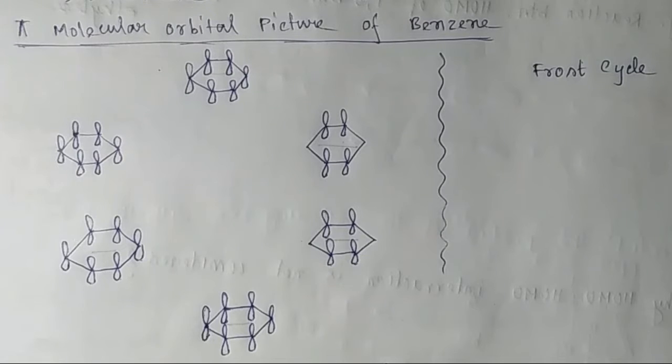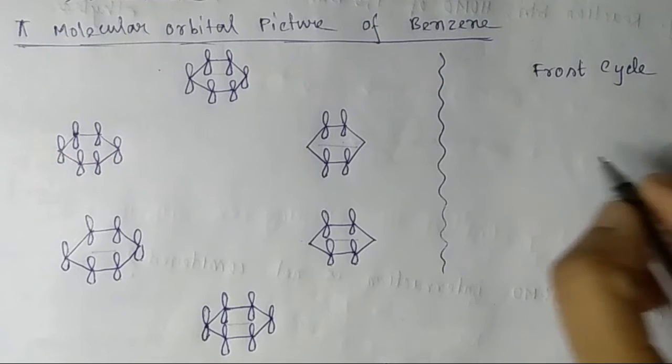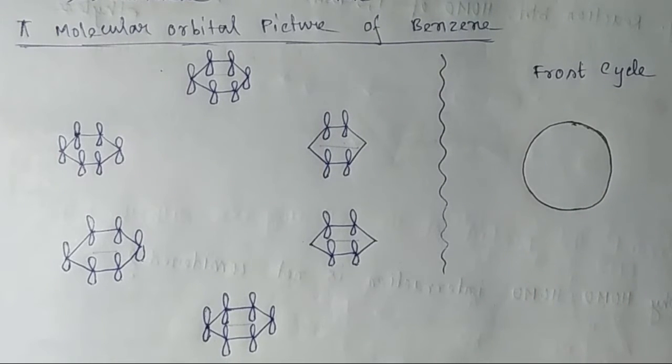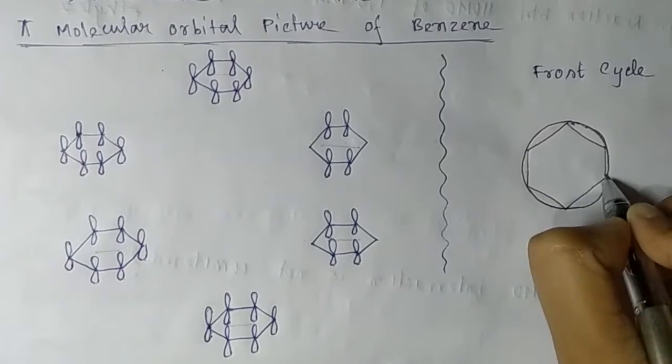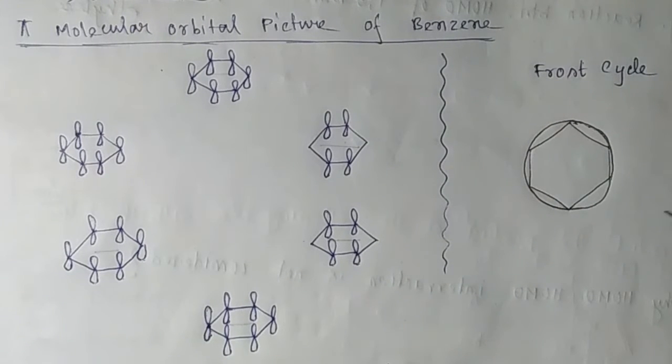Remember the Frost cycle. So how to draw a Frost cycle? Firstly you have to draw a circle, and in this circle you put the shape of the molecule whose pi molecular orbital picture you want to get. For example, here I am going to derive the pi molecular orbital picture of benzene. That is why I will put the shape of benzene in this circle, in such a way that one vertex points downwards. That's how I draw the shape of benzene inside this circle.